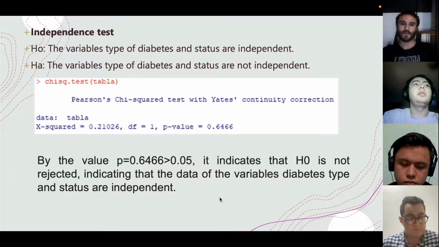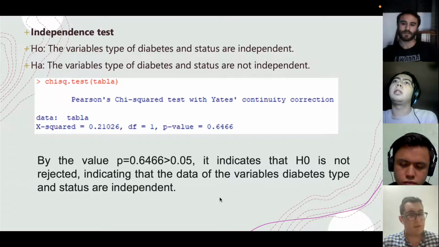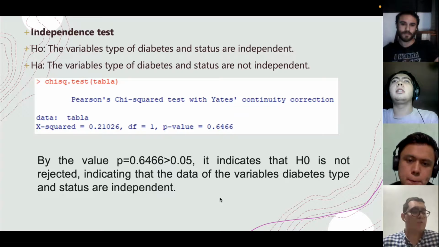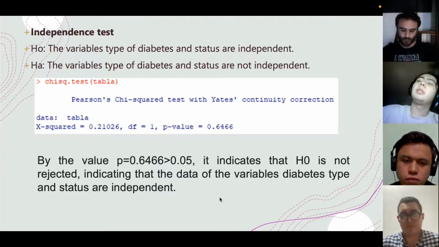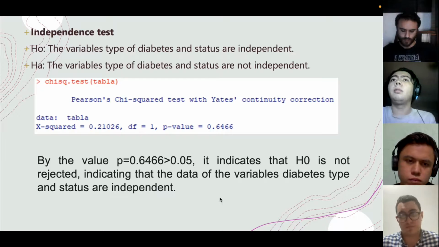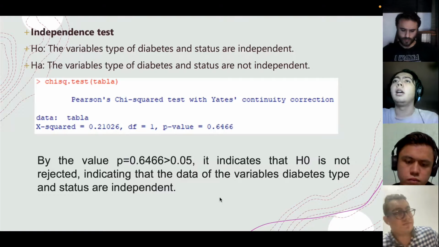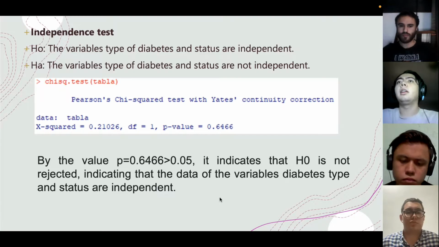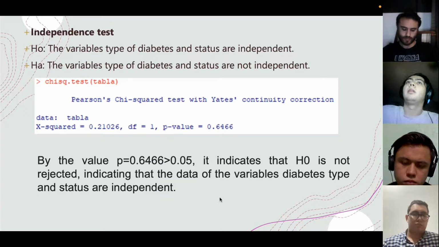For the independence test, we use the chi-square test. The null hypothesis is that the variables type of diabetes and status are independent, and the alternative hypothesis is that the variables type of diabetes and status are not independent. We obtain a p-value of 0.6466 that is higher than alpha, that is 0.05. This indicates that the null hypothesis is not rejected, indicating that the variables diabetes type and status are independent.